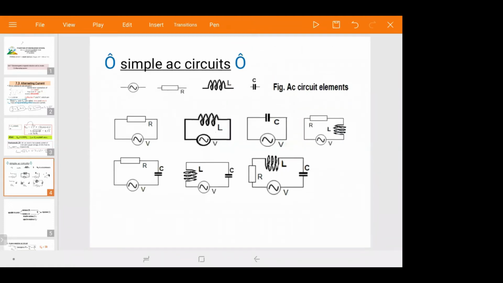So we'll have 7 simple AC circuits. A pure resistor circuit, a pure inductor AC circuit, a pure capacitor AC circuit, an RL series AC circuit, an RC series AC circuit, an LC series AC circuit, and an RLC series AC circuit. R stands for resistance, L stands for self-inductance, C stands for capacitance. Ladies and gentlemen, it's very, very simple.